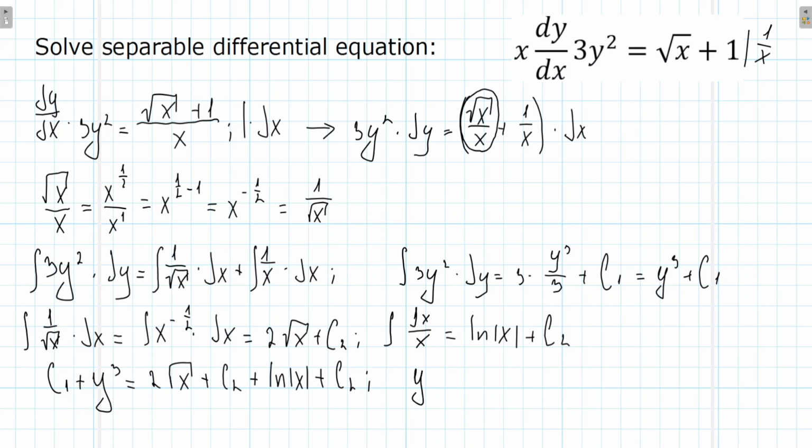And we'll have that y cubed is equal to 2 square roots of x plus the natural log of x plus just some constant c, or y is equal to the cubic root of 2 square roots of x plus the natural log of x plus some constant c.